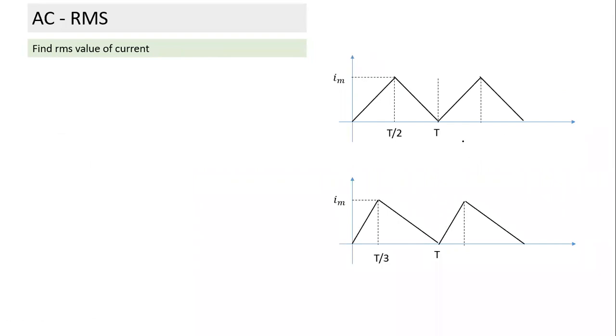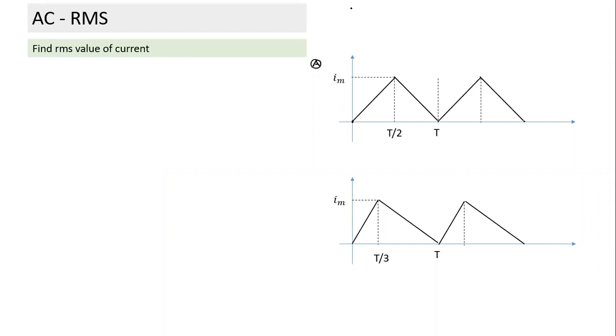What is the value of RMS current here? First case, this. Preetham, what do you think will be the RMS current here? Can we figure out what will be the RMS value of current here? Is this periodic? Yes, it is periodic. It is the same, sir, as Im by root 3. Why? Because it's the same area under the curve.